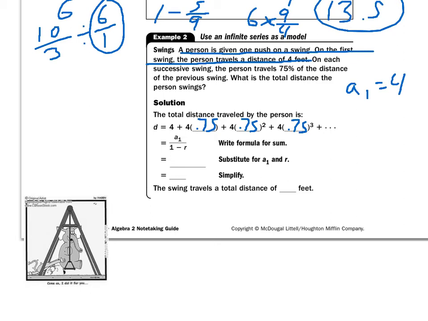Obviously, eventually the swing will stop, right, or appear to stop. So we have 4 divided by 1 minus 0.75, or 4 divided by 0.25, which is 16. The swing travels a total distance of 16 feet. All right? So that's a real-world example.